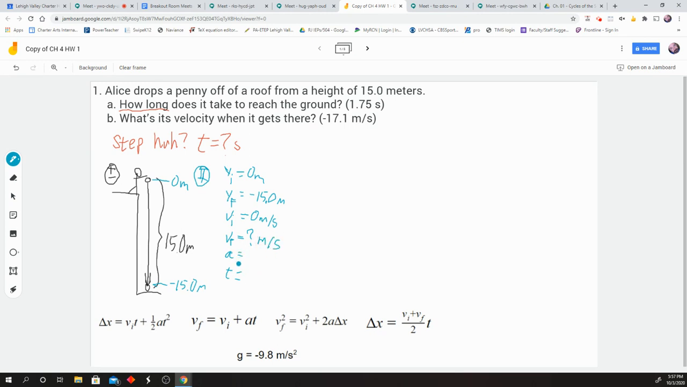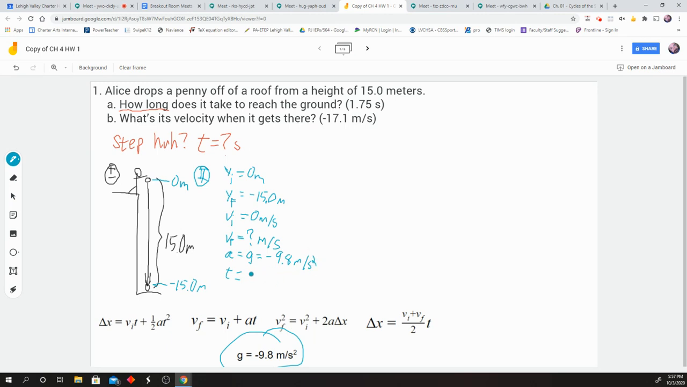And a, what is going to be our acceleration here? This is a free fall problem. So a is going to be lowercase g, the acceleration due to gravity. And that's the number right here. Whether you like it or not, you will eventually memorize that number, minus 9.8 meters per second squared.